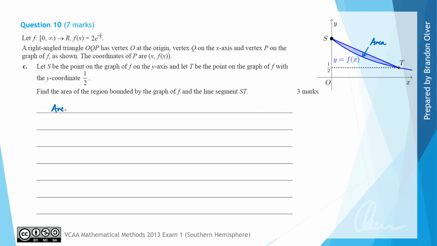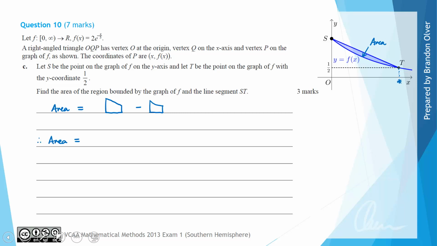So that area can be found by calculating the difference between the area of a trapezium, which has the origin, S, T and the point directly under T as its vertices, and then we subtract away the area underneath the curve of f of x, which has a curve along the top, so we're going to need integration to do that. To find the area of both the trapezium and the area under the curve of f, we need to know what this x value here is.